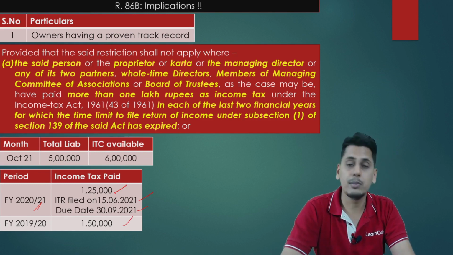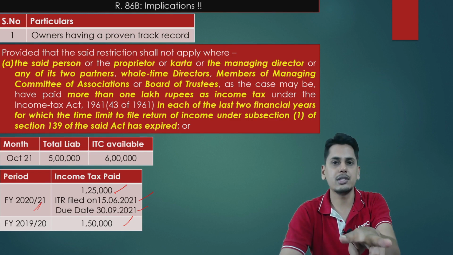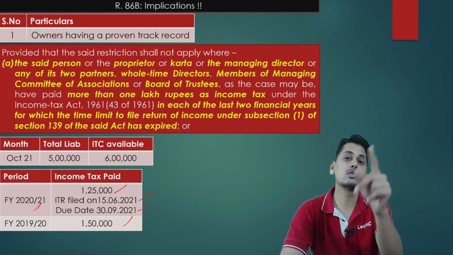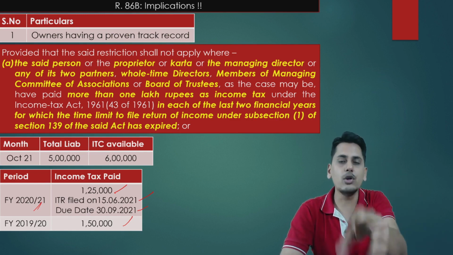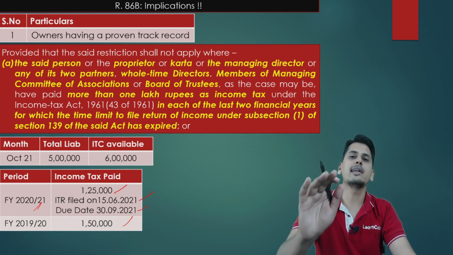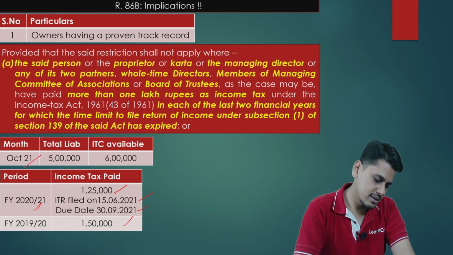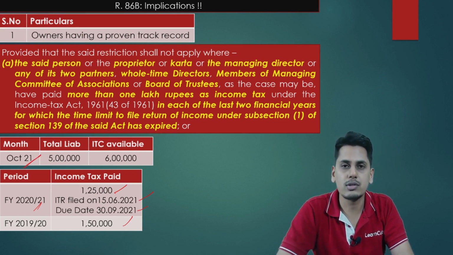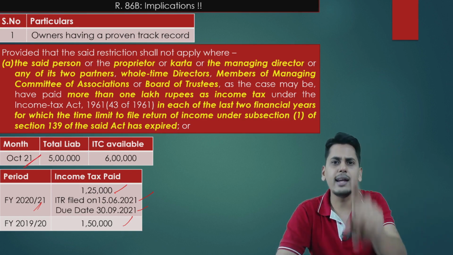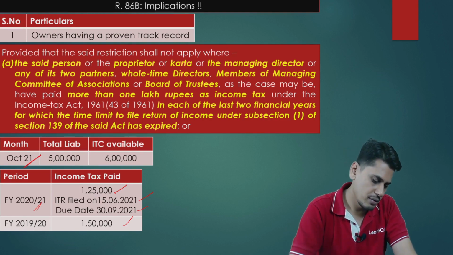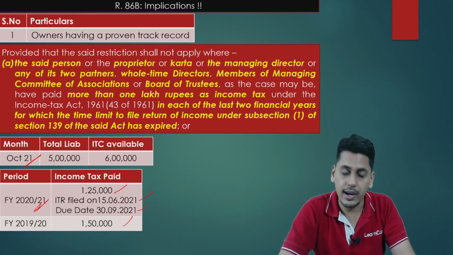Now friends, I am sure you are able to answer this. You need to take 2 financial years. Which 2 financial years? Those 2 financial years for which the due date to file income tax returns under 139 subsection 1 of the income tax law has expired. When you analyze it for October 2021, has the due date to file income tax returns for financial year 2021 already expired? The answer is yes.